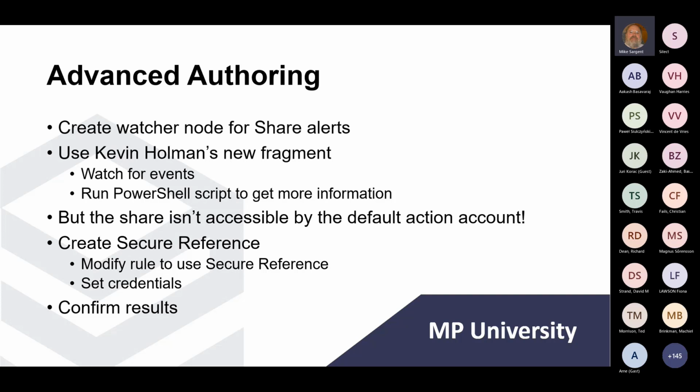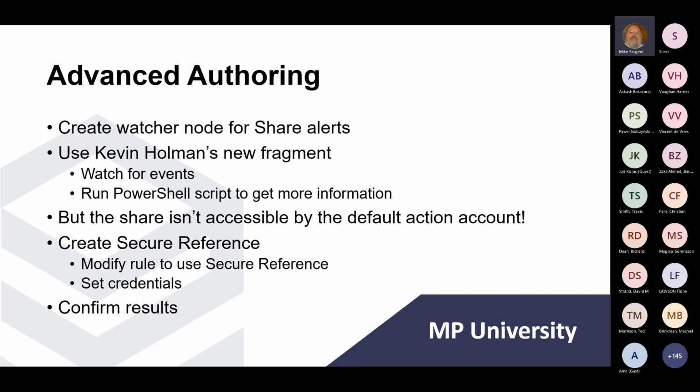The alert simply says something isn't working, but it doesn't give us any hint as to why. So what we want to do is present more information in the alert so it's more actionable. Now, Kevin Holman, and those of you who know him know how wonderful his work is, has produced a new fragment which we're going to use here just to show what we can do. This new fragment watches for events, and then it runs a PowerShell script to get more information.